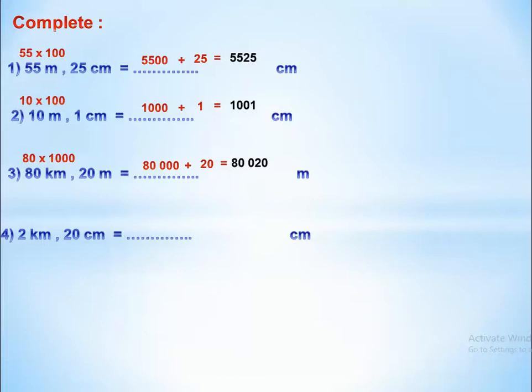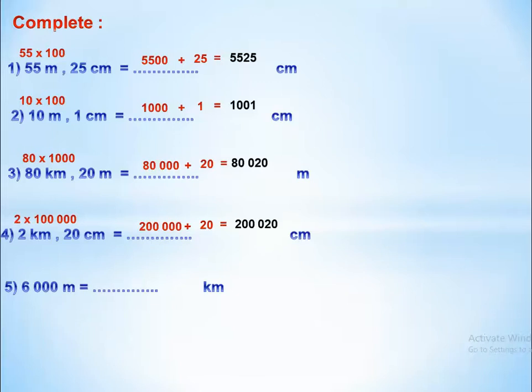2 kilometer and 20 centimeter equal how many centimeter? Here we are going to convert from kilometer to centimeter, and we know that to convert from kilometer to centimeter, we are going to multiply by 100,000. So it will be 2 times 100,000. It will be 200,000 plus 20. So it will be 200,020 centimeter.